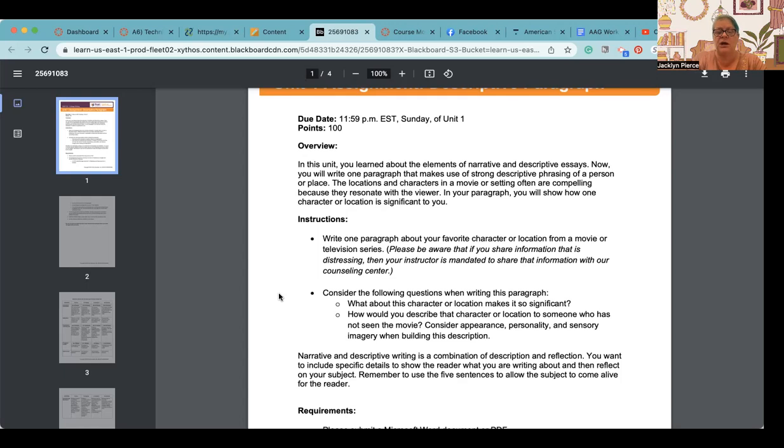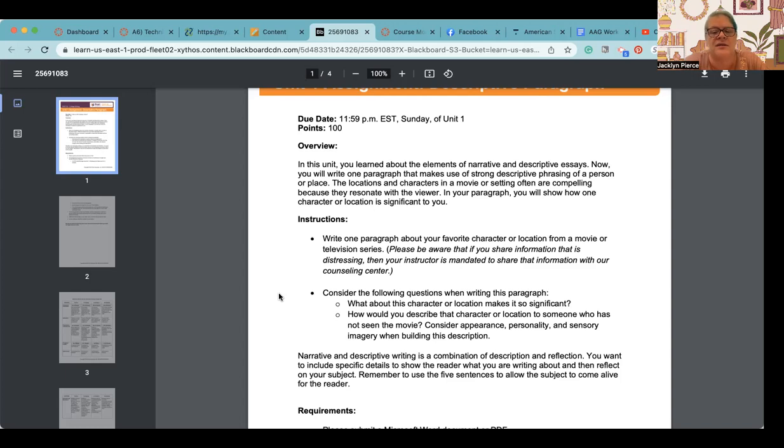It's up to you, but it should be from a movie or TV show, something that you know well. You don't want to have to go watch a new movie to do this, but anything that stands out to you, a character or a location. So write one paragraph about your favorite character or location from a movie or television series.